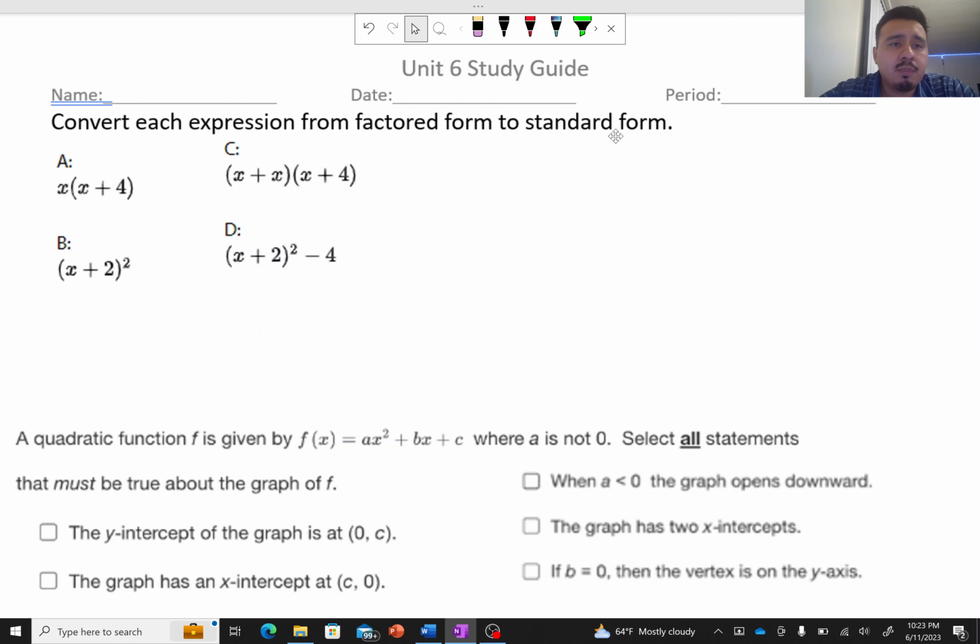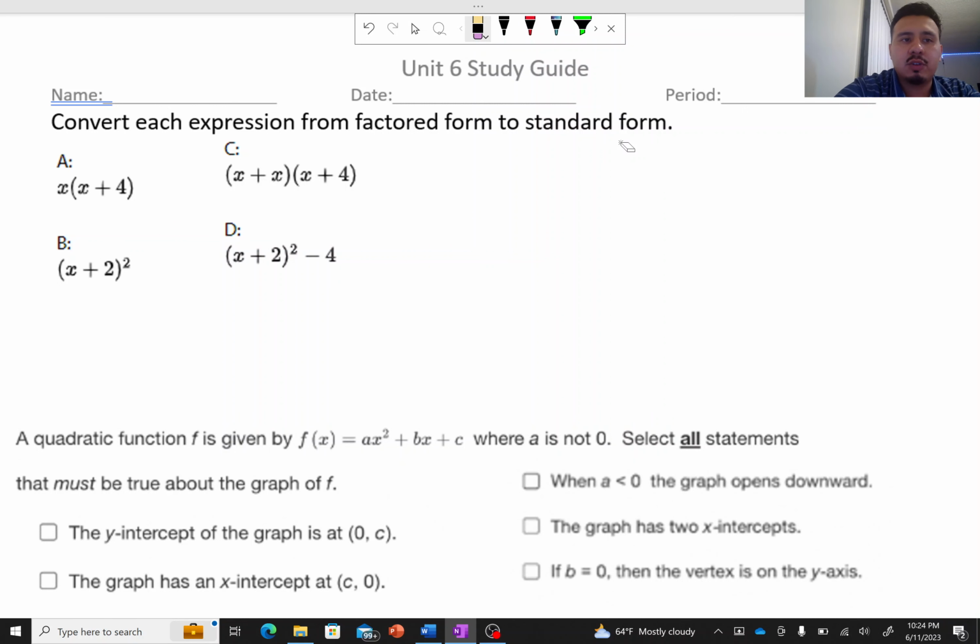Alright, we're going to be looking at this problem that says convert each expression from factor form to standard form. Now, this question, when I gave out the study guide, was causing some confusion amongst some of you because you were saying, Mister, we're converting from factor form to standard form, but not all of them use FOIL. Well, you are correct.